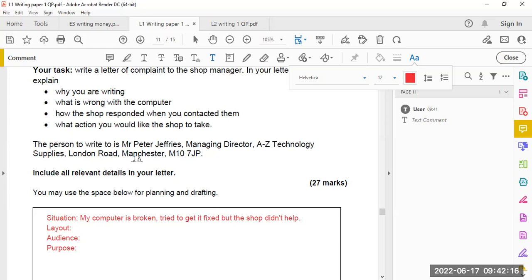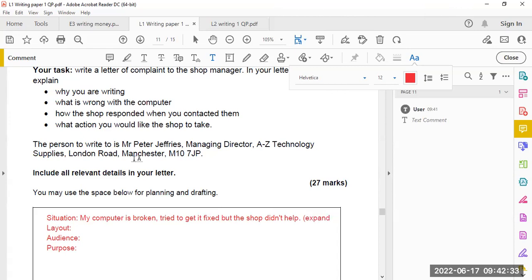So my computer's broken, tried to get it fixed in the shop and got no help. Now, what does this tell me? Obviously, I'm going to go into this in a bit more detail, but basically this tells me that I'm going to want to expand on these. This is the beauty of SLAP.